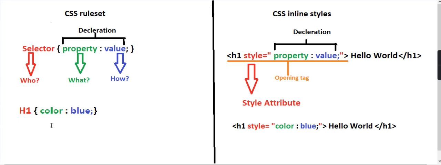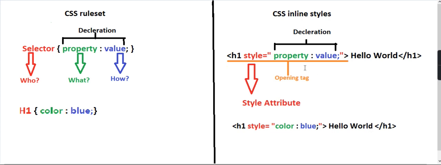And then next, what do we want to change? The color, right? So the property name will be color. And then how do we want to change? We want it blue. So blue will be the value. That's for CSS Ruleset. Next, let's come to CSS Inline Styles.